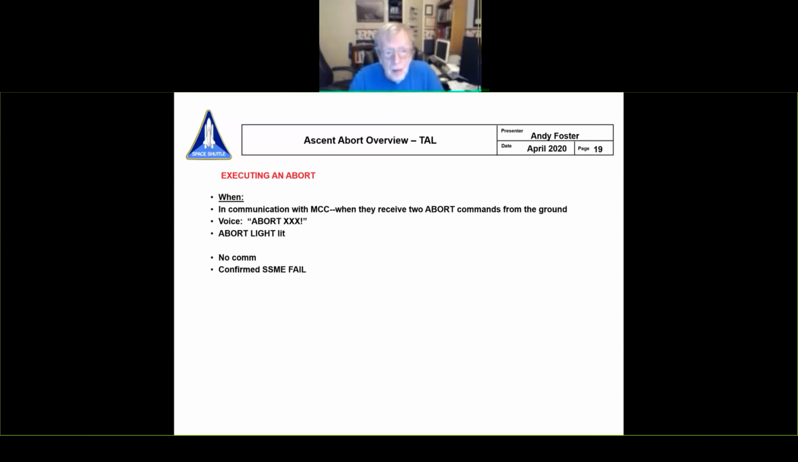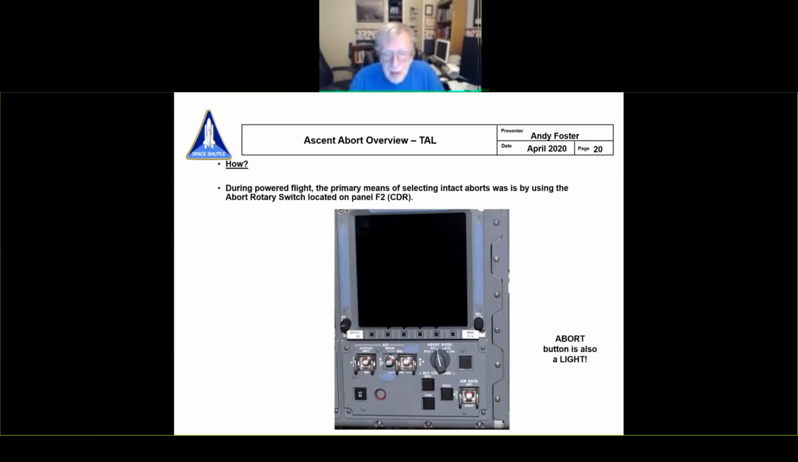Yeah. So we talked about the abort rotary. This is what it looked like here. This is one of the displays. And then here's your abort rotary switch down here. And you select the abort by just simply rotating the switch into a position, RTLS left, ATO, and TAL over to the right. And then once you select your abort, and it would be confirmed by both the pilot and the MS2, then when you got ready to go, you would push that button, and that is also where the abort light was. And so you push the light, so to speak, and that would set you off on the abort, whichever one you had selected.